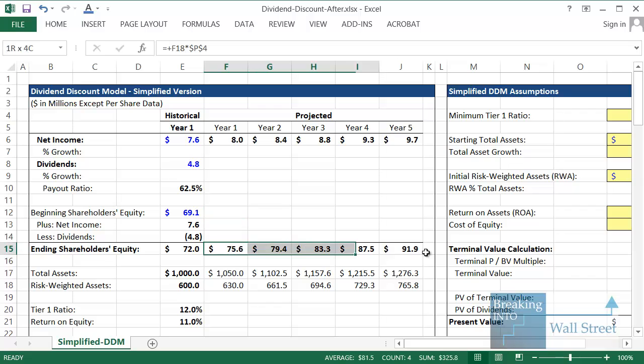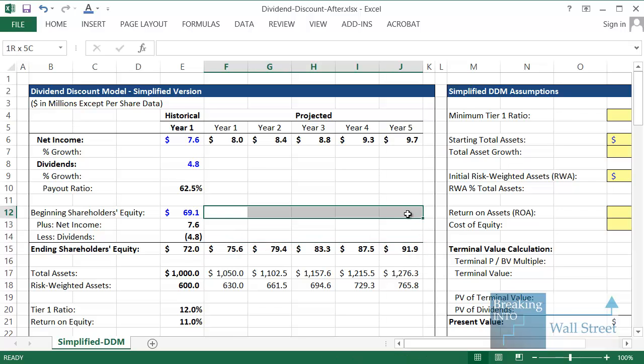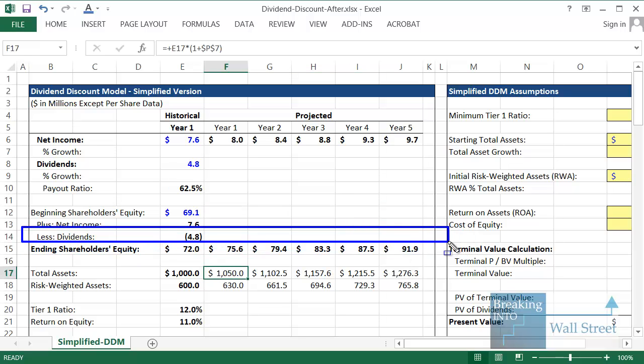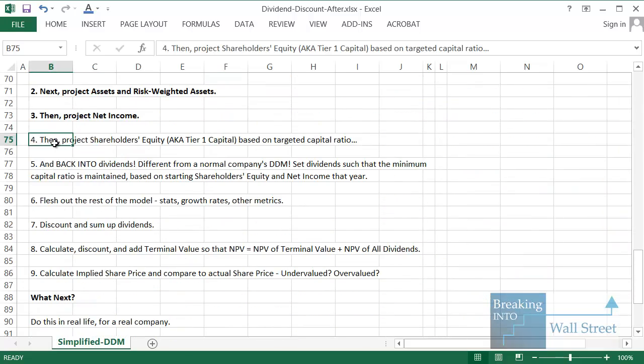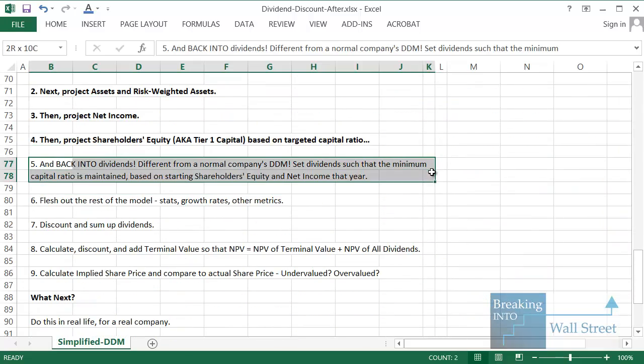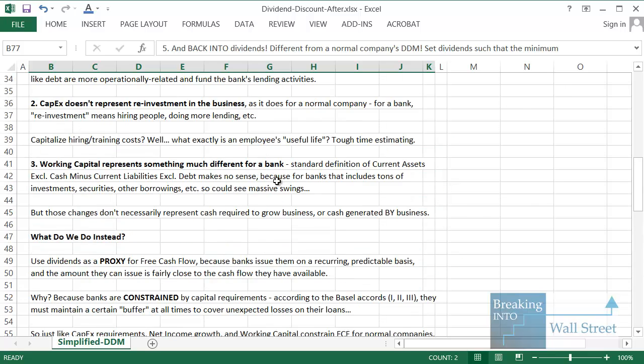So with this ending number in mind, we know our net income, we know our beginning number, and what that means is that we can now back into our dividends over here. So let's go down and just check off the next step to make sure we have this straight. And then step number 5, this is the critical step. This is the step that is different with a dividend discount model for a bank versus a normal company, and the most important step in this process actually.